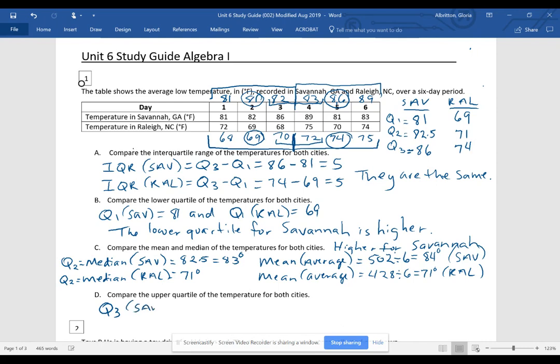So for Savannah, when I look above, I see the upper quartile for Savannah was 86. And the upper quartile, or Q3, for Raleigh was 74. So again, Savannah has the higher upper quartile.